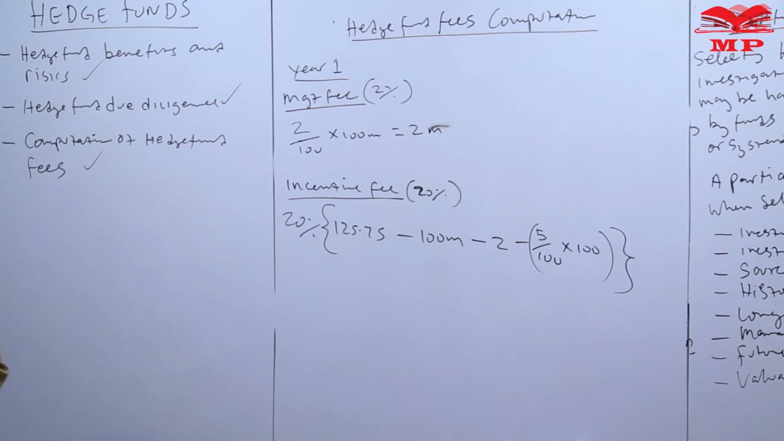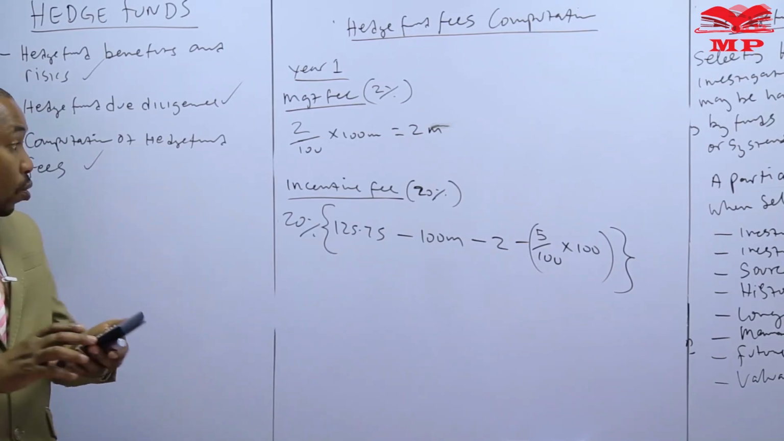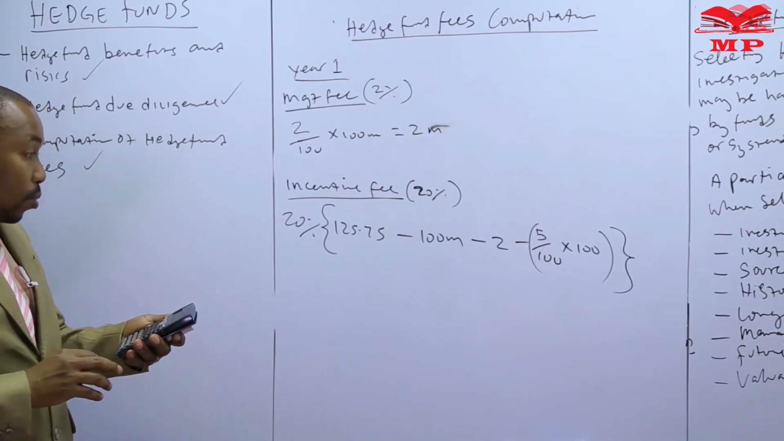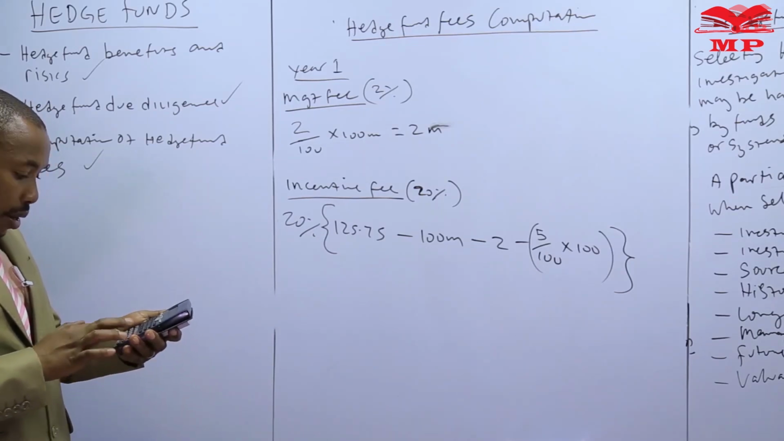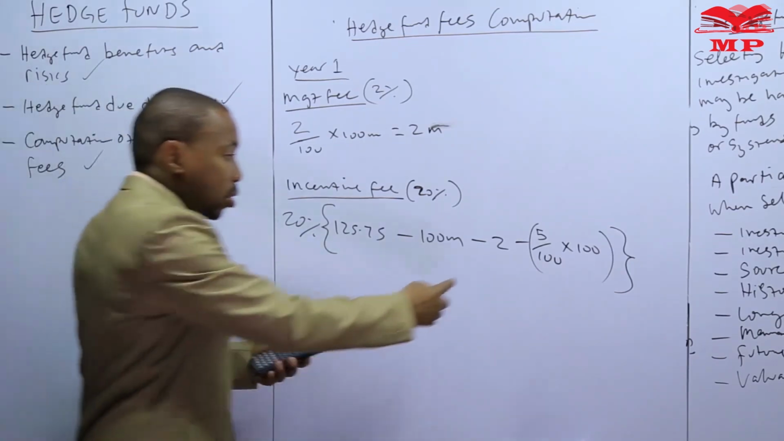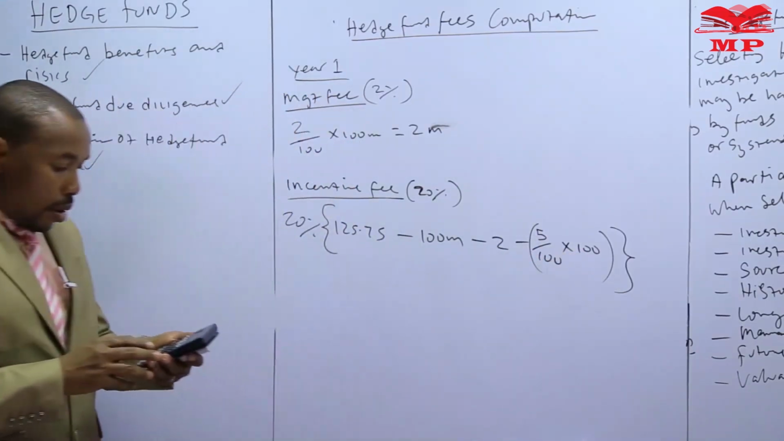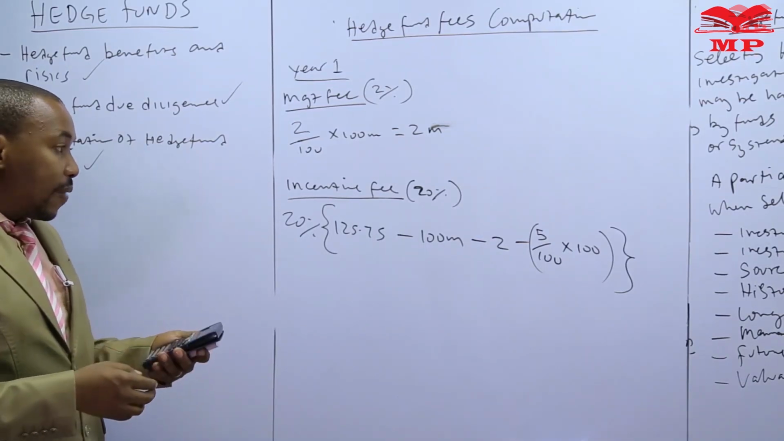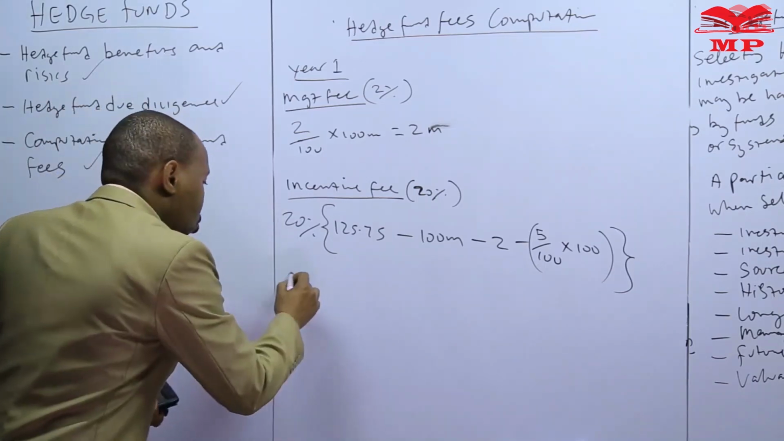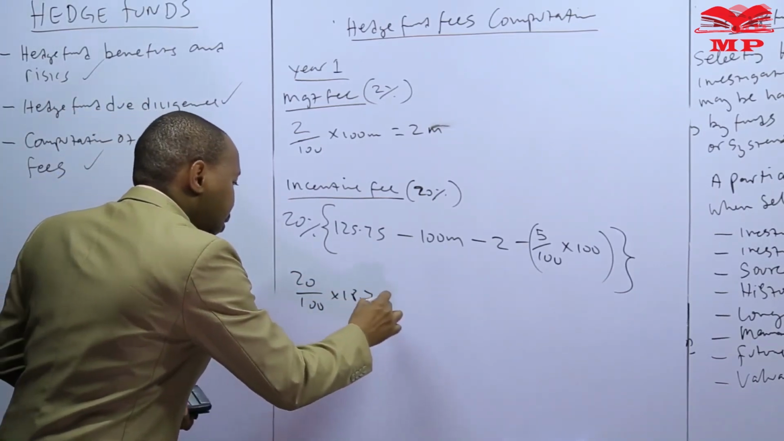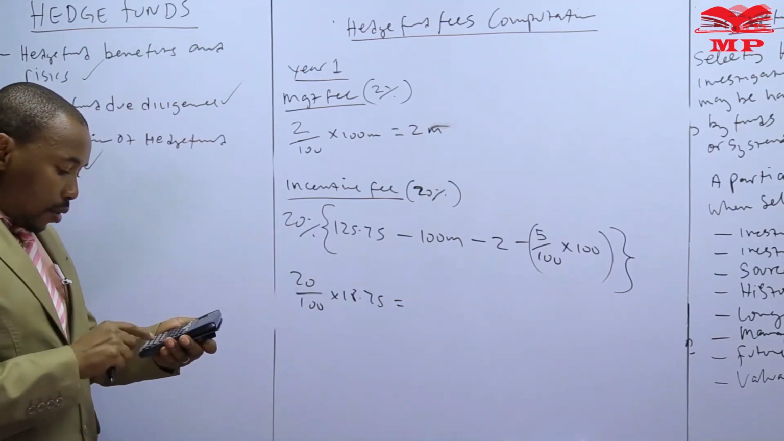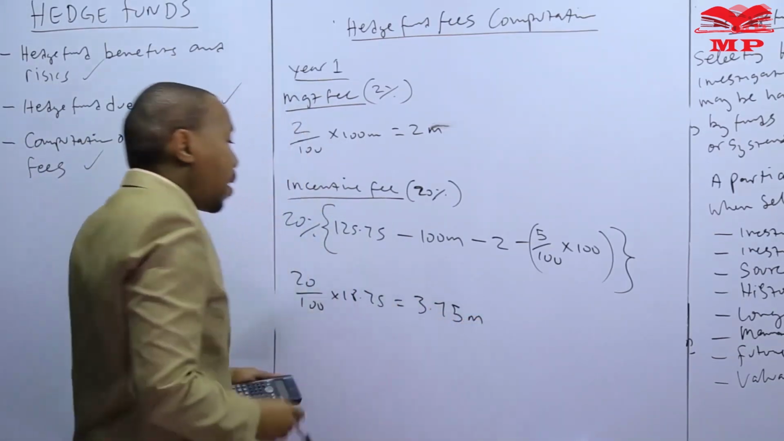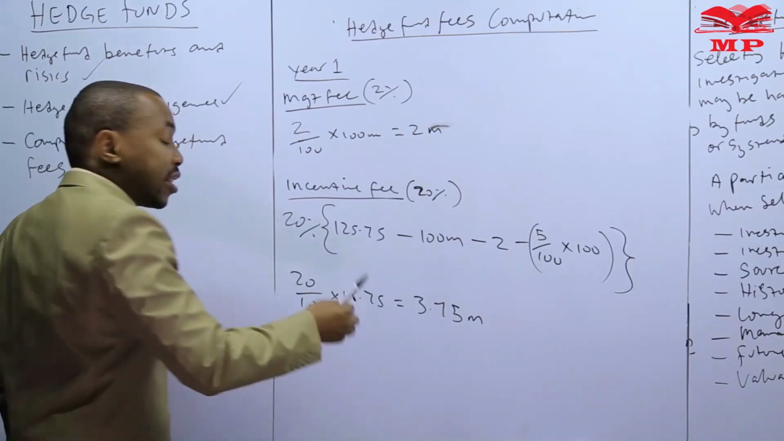How much do we get? 125.75 minus 100 is 25.75, minus 2 million, then minus, we open the brackets, 5 million, because 5% of 100 is 5 million. So we're getting 18.75. We need to get 20% of that. So 20 over 100 times 18.75. How much do we get as the incentive fee? Times 0.2, we get 3.75 million.